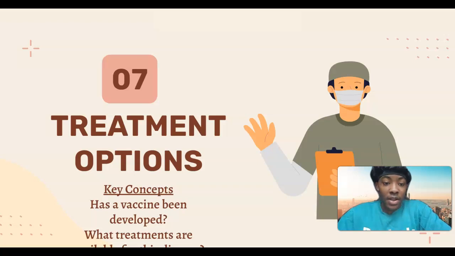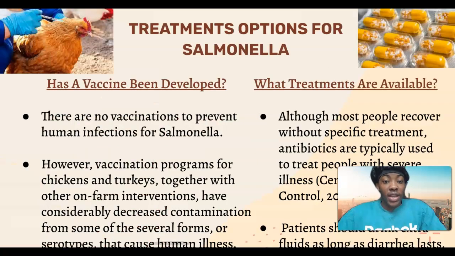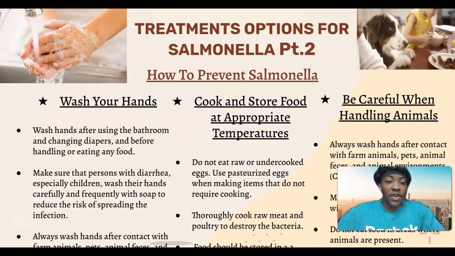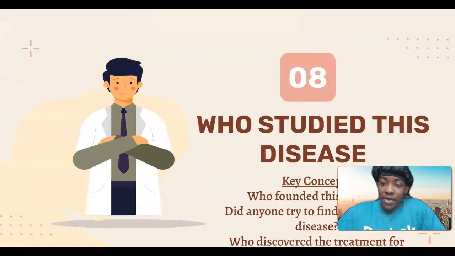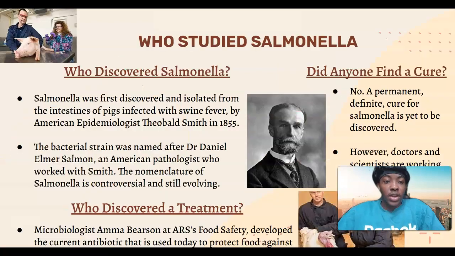Has the vaccine been developed? So there's no vaccine currently to prevent human infection. However, farmers and scientists found a way to vaccinate chickens and turkeys in order to make them not carry this bacteria and pass it on to humans. So how to prevent salmonella: by washing your hands, cooking and storing your food at appropriate temperatures, and being careful when handling animals. So who studied the disease?